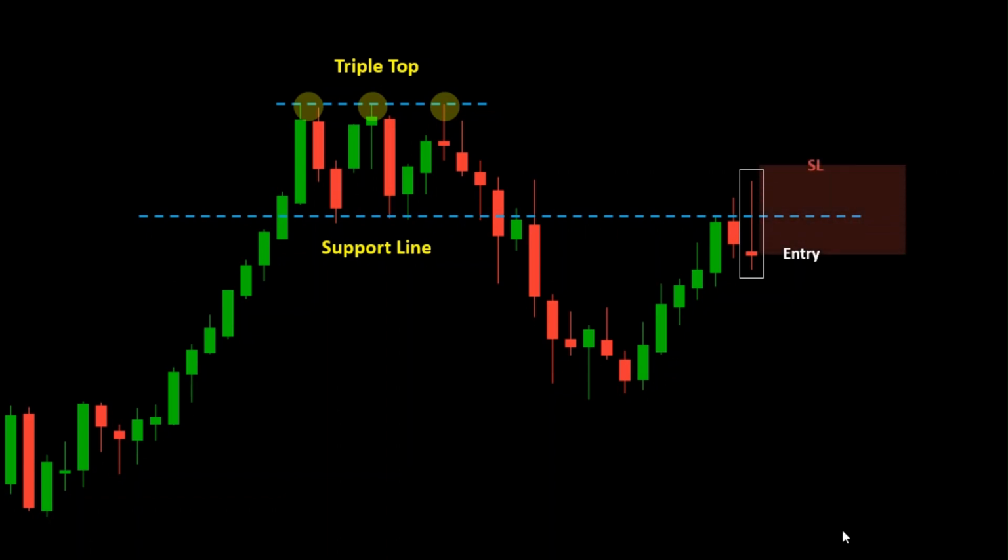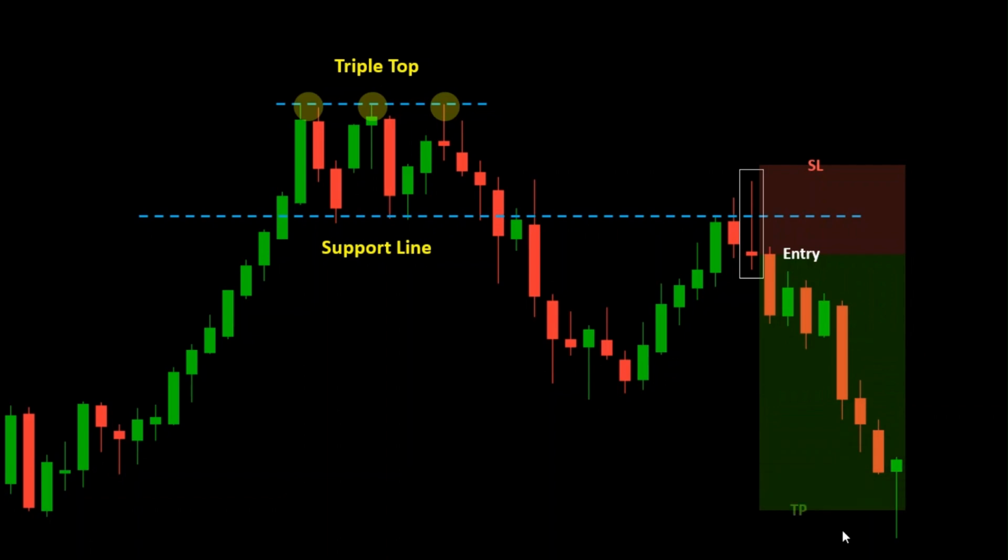Place your stop loss just above the high of the confirmation candle to manage risk. Set your take profit at the next significant support zone, ensuring a favorable risk-to-reward ratio.